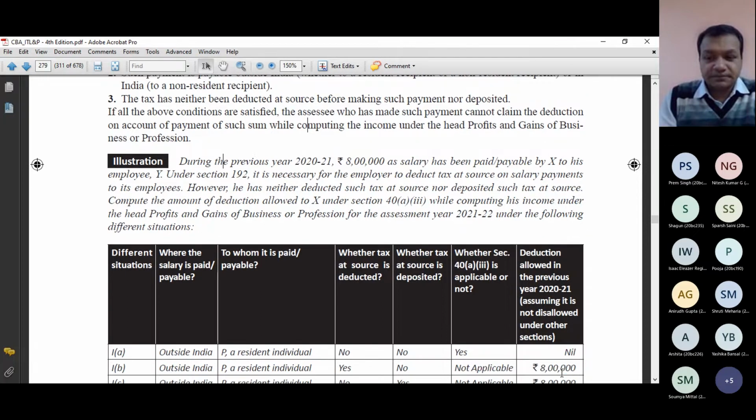Second situation. What happens now? Payment outside India. Now the recipient is again P, a resident individual. Whether tax has been deducted? Yes. But has it been deposited? No. To make this section applicable, you must commit both the things, neither deposited nor deducted. I deducted but I haven't deposited. Still the government says there is no issue, you please claim the deduction. So is this section applicable? No. So that means 8 lakh will be allowed.